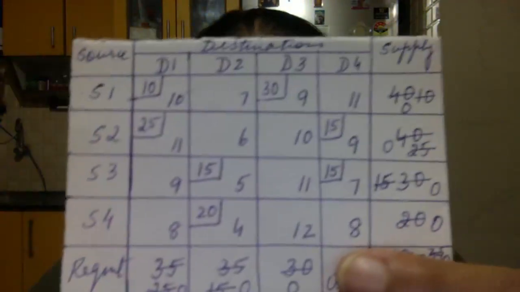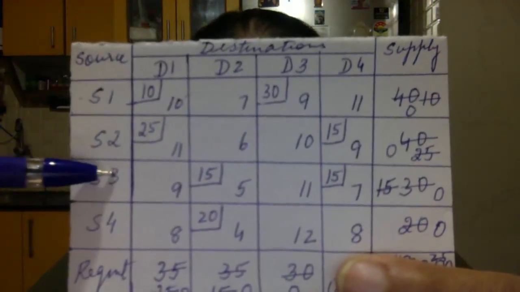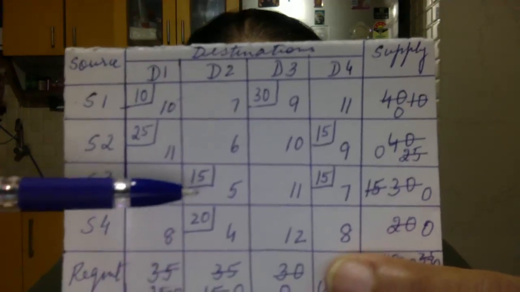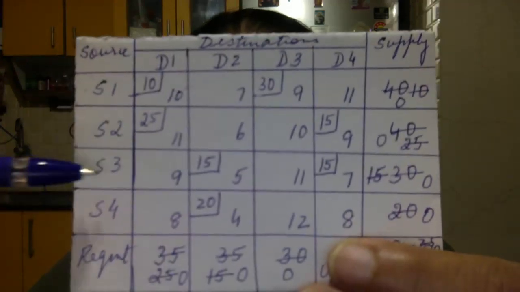All right. Now we'll come to the third row. In the third row you'll get S3 D2, 15 at the rate of 5, that is 75. So we finished 5 allocations, we got 2 more to go.